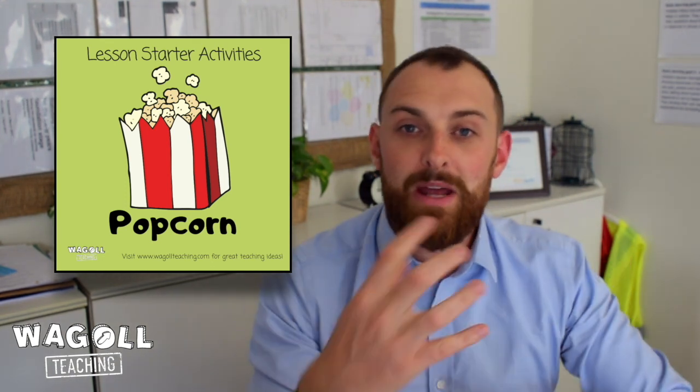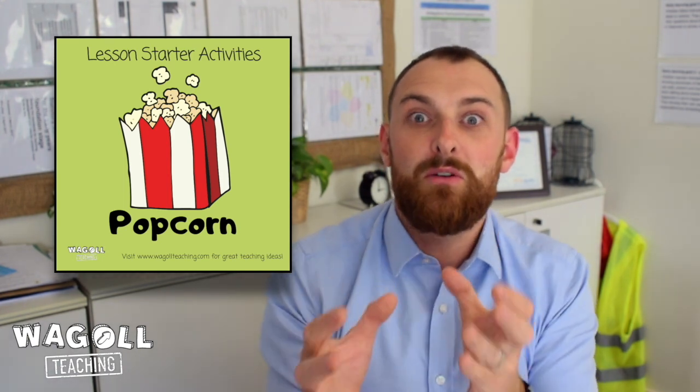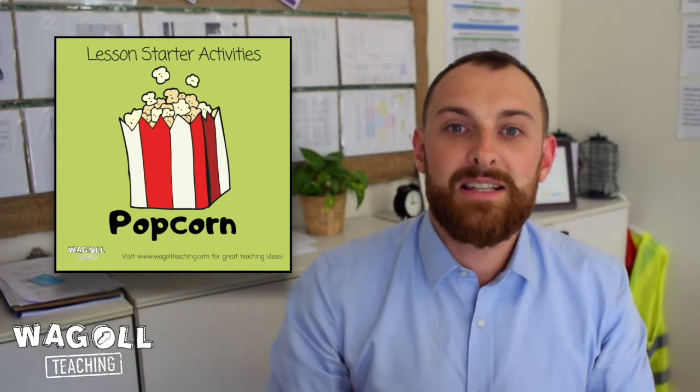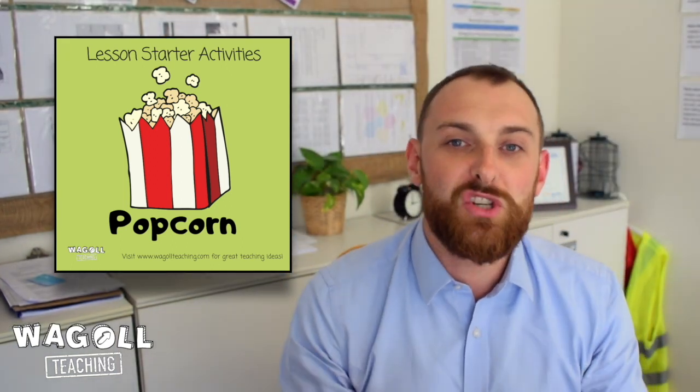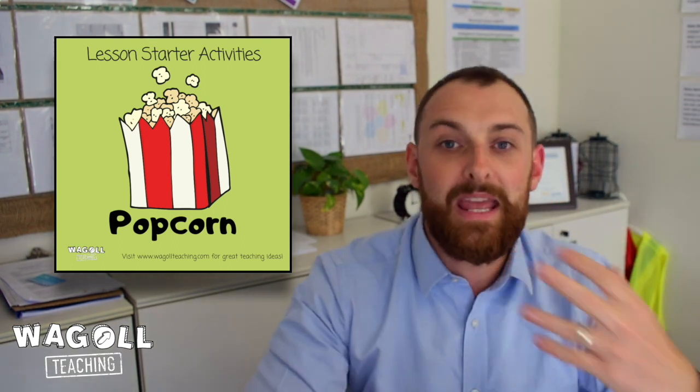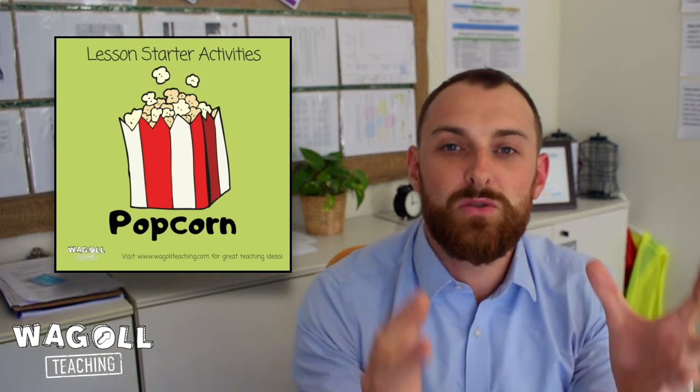So you would say random words or numbers out, and if that word or number matches your rules, so if it's a multiple of 3 or a multiple of 6, they pop up because they recognise that that matches your criteria and they shout pop. The children then crouch back down and the game continues. It's short, it's sweet, and it's really, really simple to do.